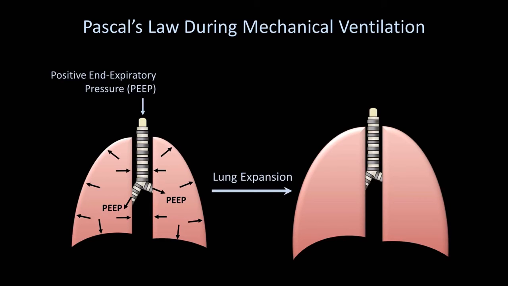In practice, for a number of complicated reasons, including intermittent obstruction of the small airways, PEEP may not be distributed perfectly uniformly, but for most ventilated patients, this is only a minor problem. That's it for Pascal's law. The next lesson will cover the continuity equation.